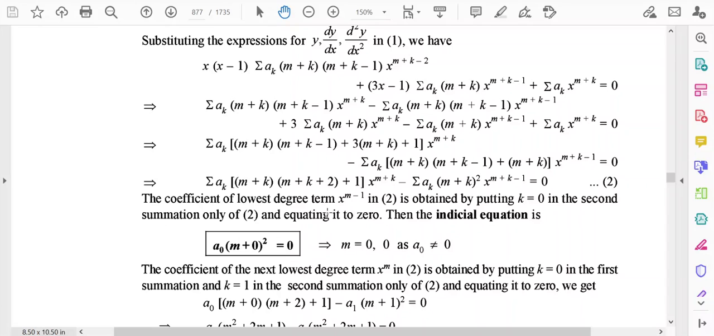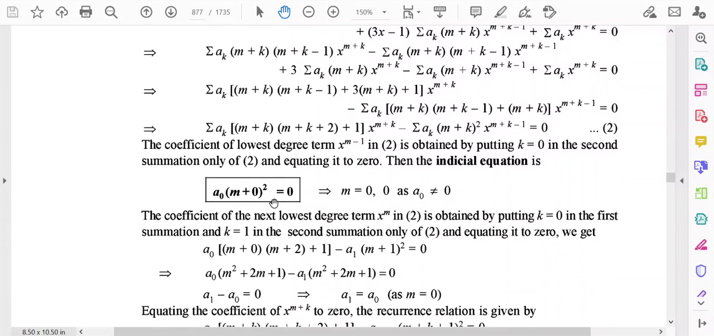So, to obtain the coefficient of the lowest degree term x to the power m minus 1, we have to put k is equal to 0 in the second summation. And if we put k is equal to 0 in the second summation, and make the coefficient 0, then we will obtain a0 into (m plus 0) whole square is equal to 0, or m is equal to 0, 0, as a0 is not equal to 0.